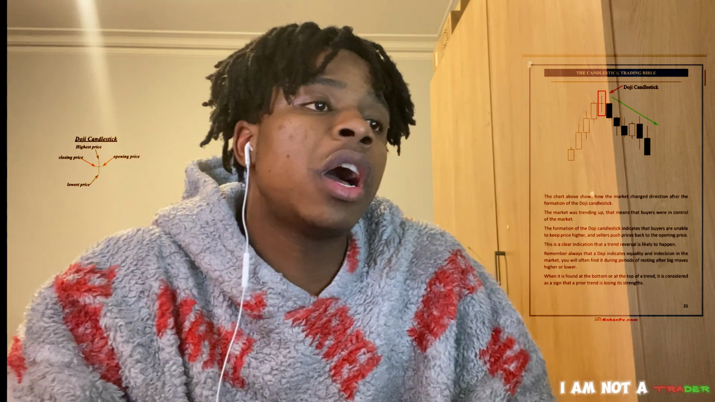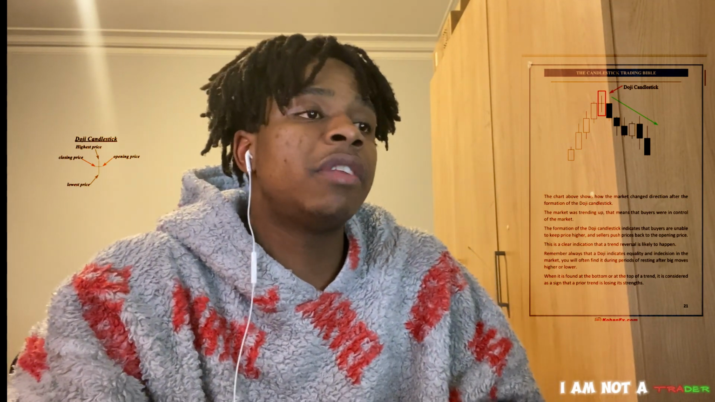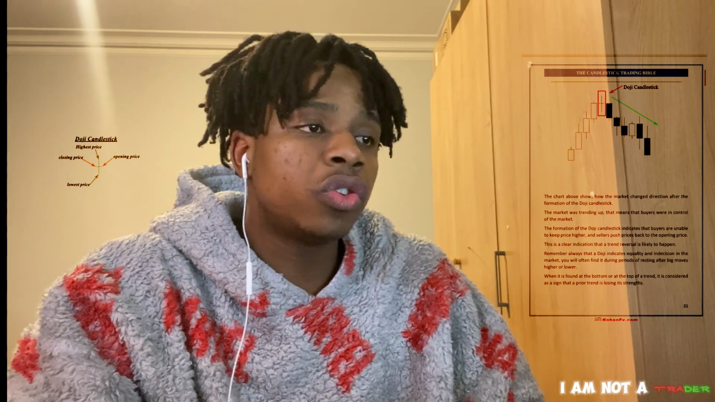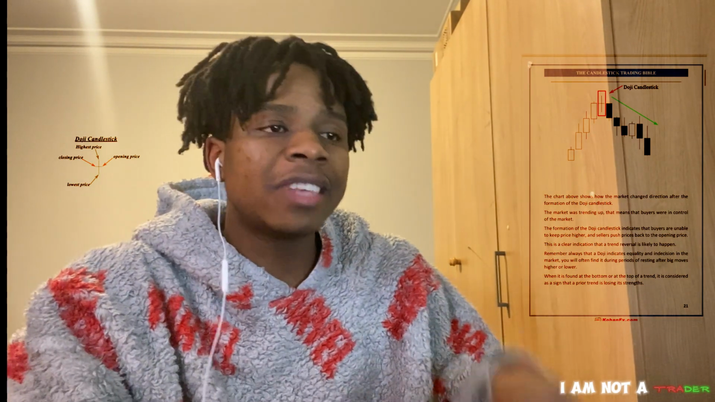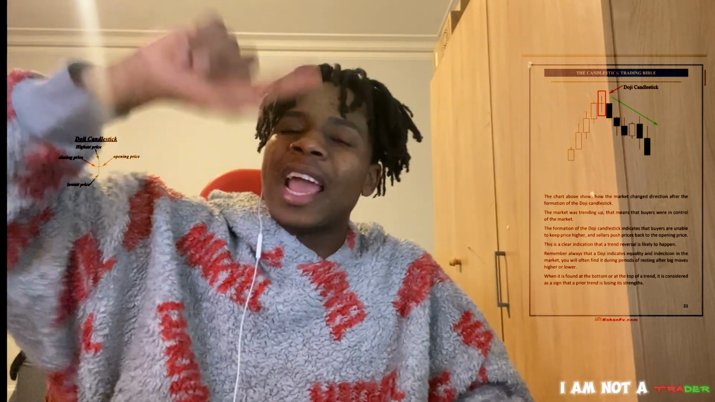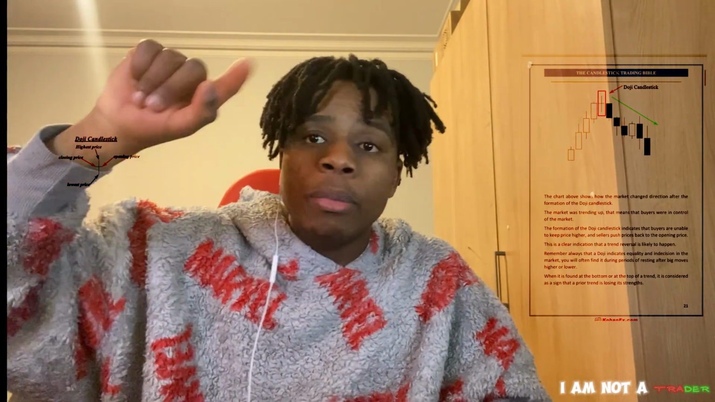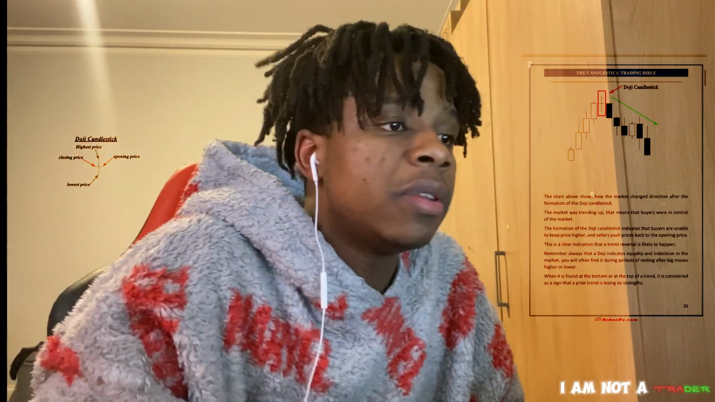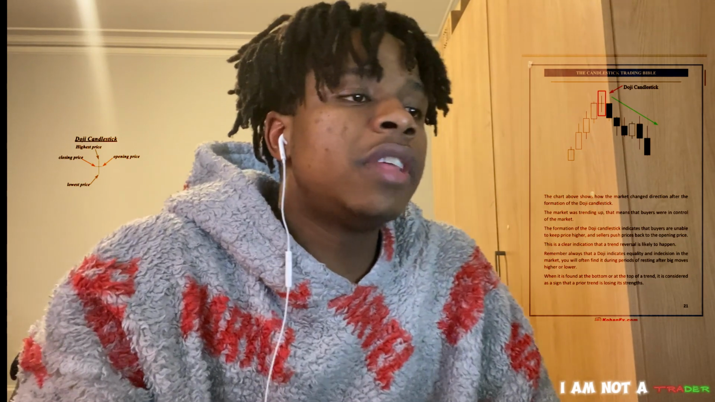The chart above shows how the market changed direction after the formation of a doji candlestick. The market was trending up, which means the buyers were in control of the market. The formation of the doji candlestick indicates that the buyers are unable to keep the price higher. The buyers have already pushed it up, but they can't keep it there, so the sellers came in and pushed it back to indecision, meaning they want to take it down. Easy. This is a clear indication that a trend reversal is likely to happen.